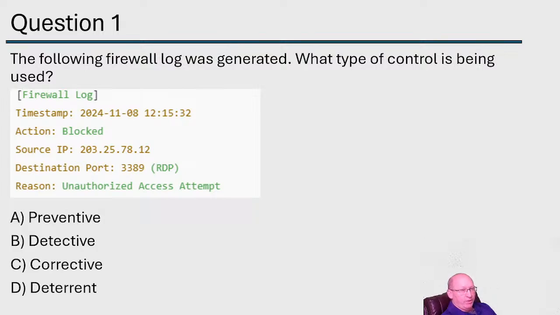Corrective control. It could be a corrective control. We have the timestamp. We have a firewall. Firewalls could be utilized as a corrective measure. We can input a new rule in there and correct it. So possible.